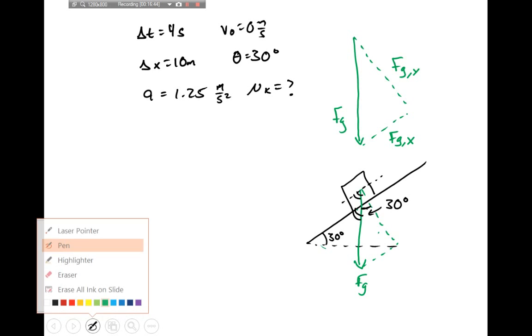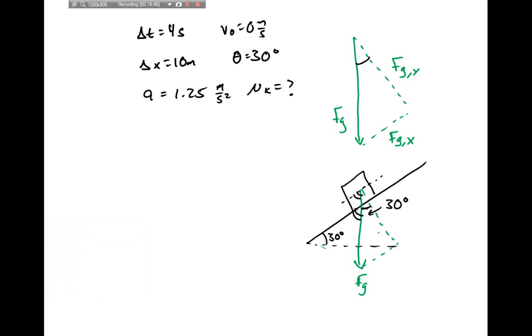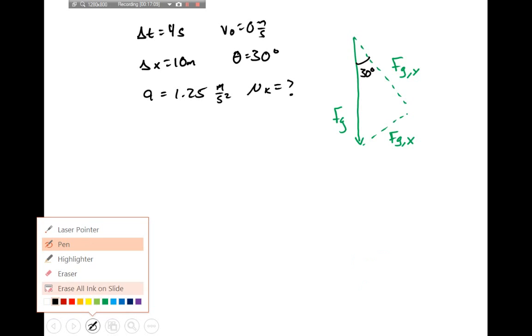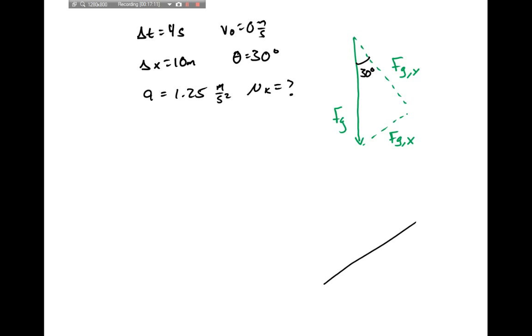And this angle at the top is 30 degrees. Okay, so the forces that are acting on the block as it slides down the ramp. If I draw a free body diagram of this, I'm going to have to erase something. Let me erase this to give myself some room. The block, if I draw a free body diagram of this block, here's what we have. Here's my ramp, here's my block.